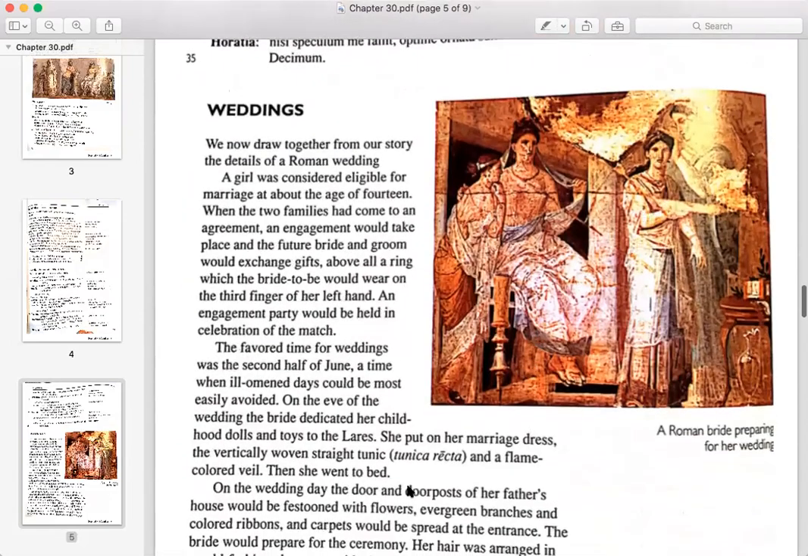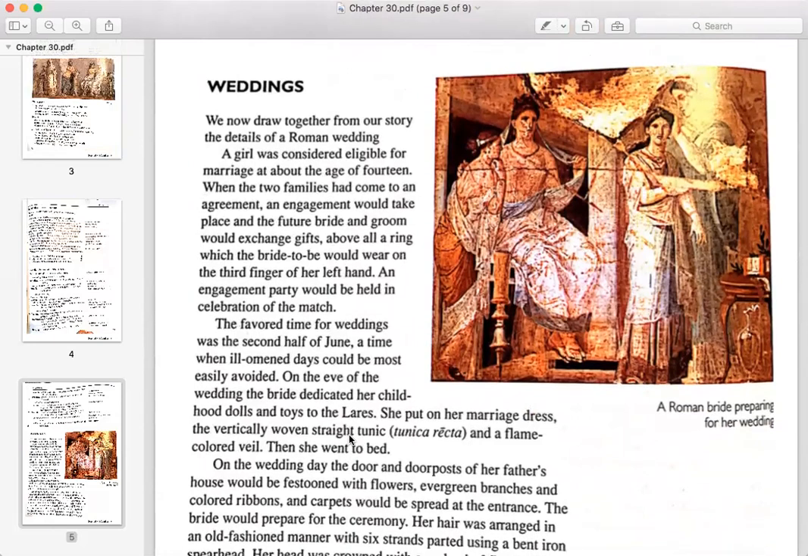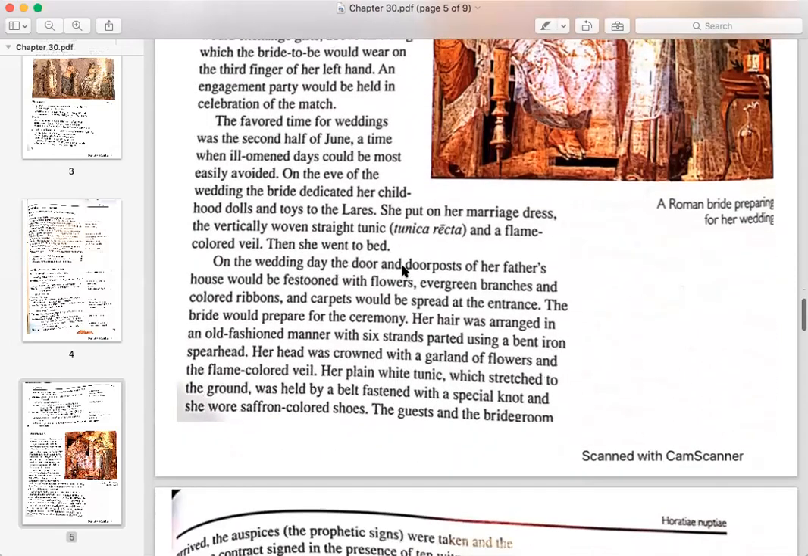Obviously, weddings is going to be the cultural assignment. If in the extra credit you would like to write about your impression of Roman weddings, or you'd like to compare Roman weddings to weddings in your culture, that would be a perfectly acceptable extra credit assignment.